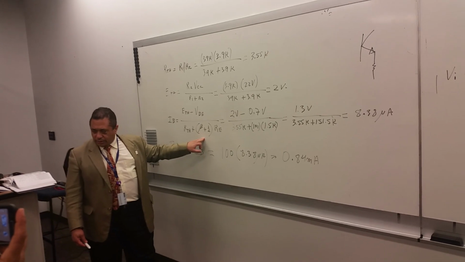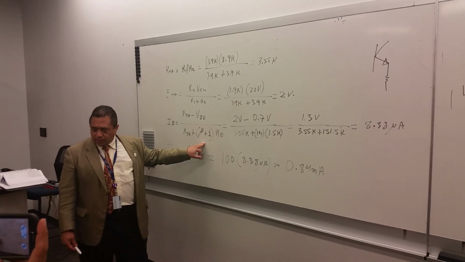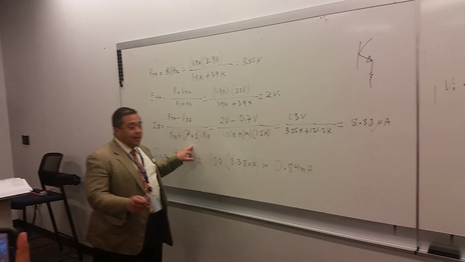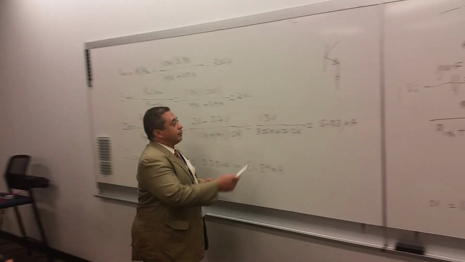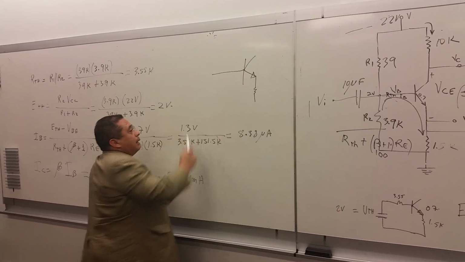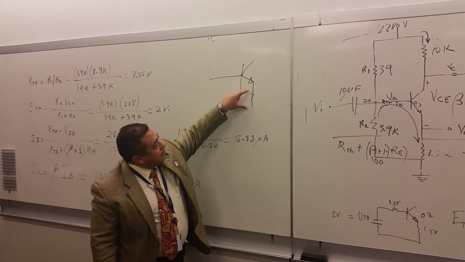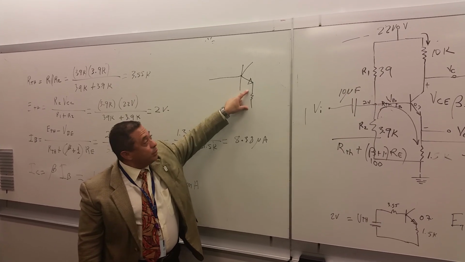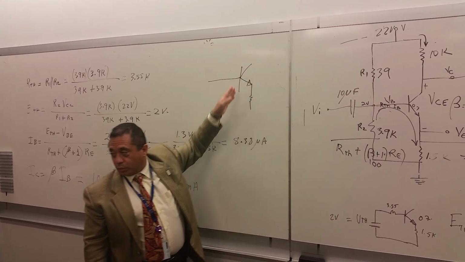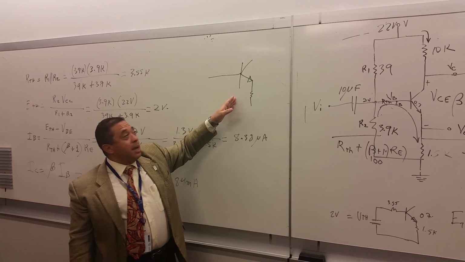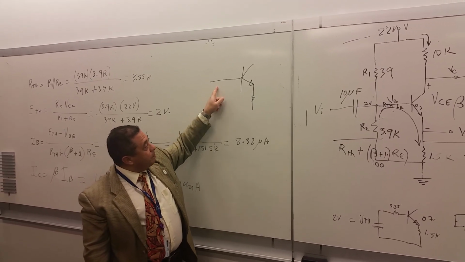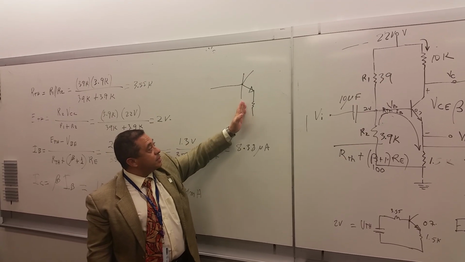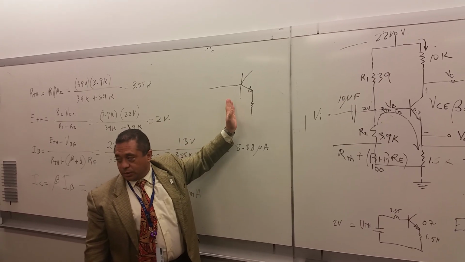What the hell is this doing here? This beta plus 1. Okay? The answer is the following. The resistance of the emitter is part of the emitter collector circuit. Okay? But it's also part of the base circuit. So you have a common resistor for two different circuits.